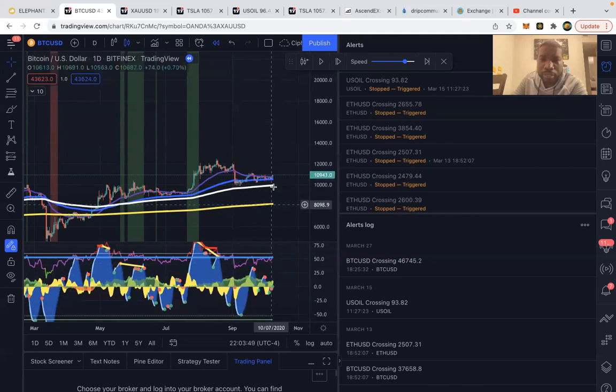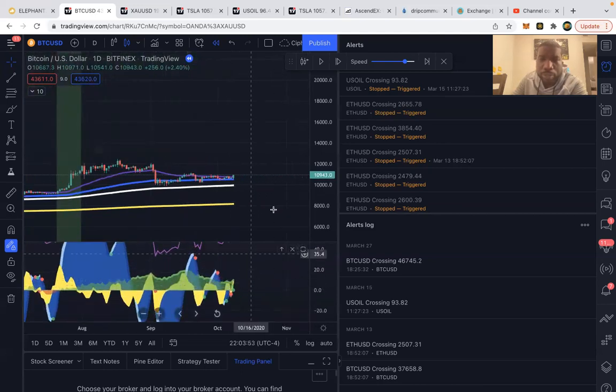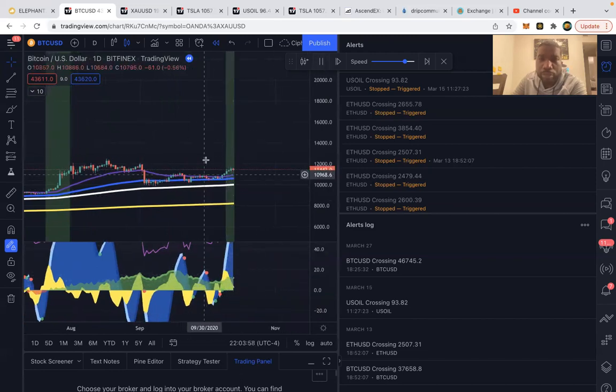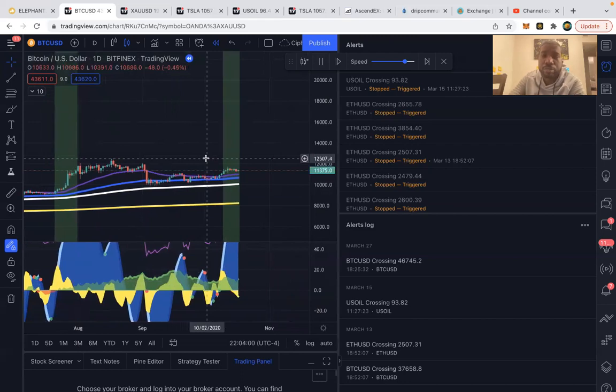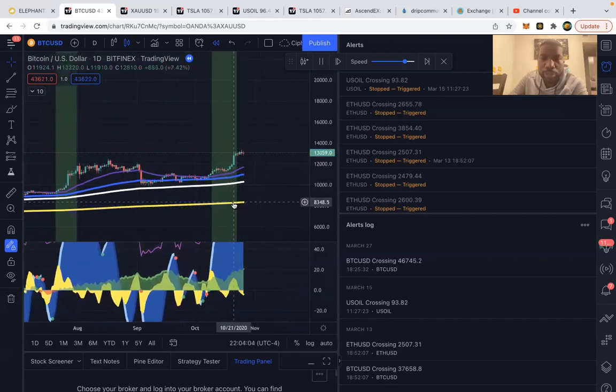Now watch this. These EMAs are in order. We're going above the zero line. You see that wave pop up? That's your entry to go long. And the rest is history from there.